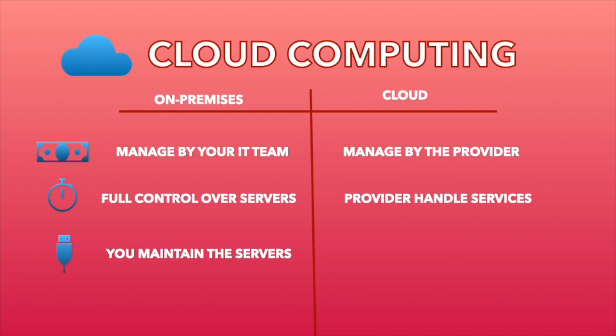With on-premises infrastructure, you maintain the servers yourself, which means your IT team is responsible for hardware upkeep, software updates, security patches, and troubleshooting any issues that arise. In cloud computing, the provider maintains the servers, so you don't have to worry about physical hardware or routine maintenance.